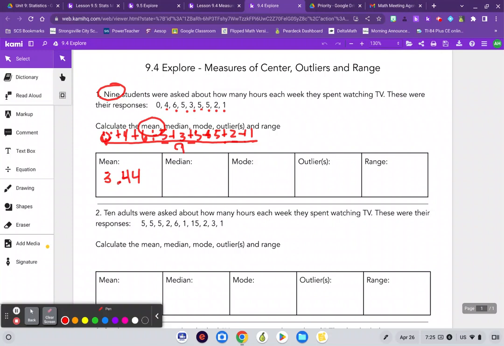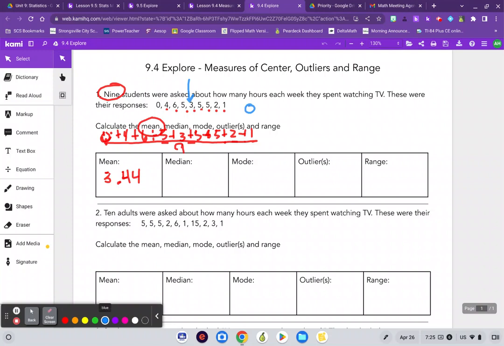Median is the middle number. Now, when I look at this set of data, it looks to me like 3 is in the middle of this data. But what happens if my data were scrambled? It might end up that there's a different number in the middle. So we want to make sure that we are all consistent across the board by understanding what it means when we say find the middle term. So we want to put these numbers in order from least to greatest and then find that middle term.